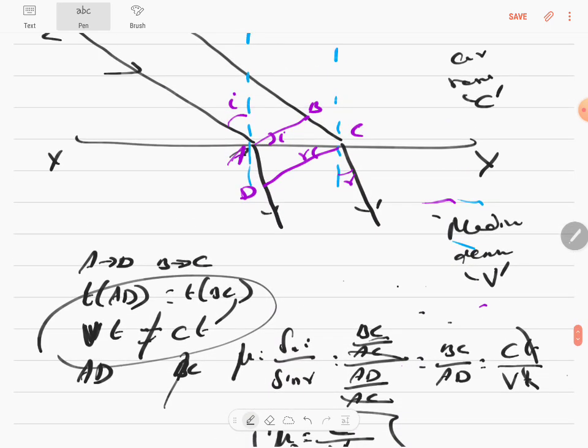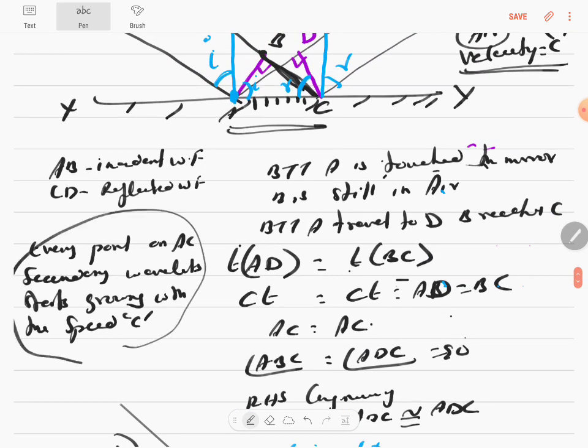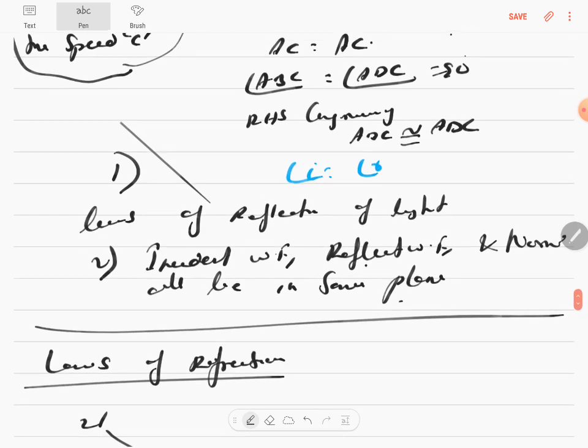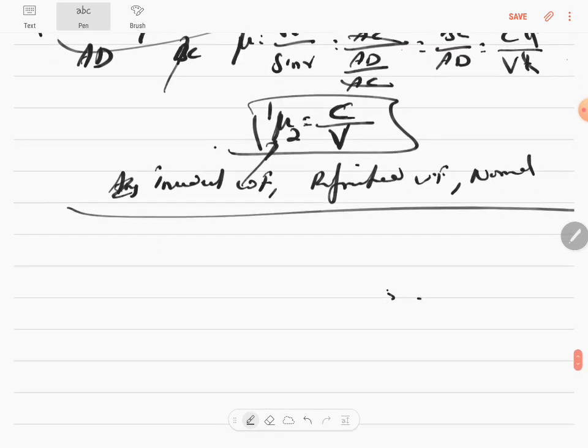And here again you can say every point on AC acts as a source of secondary disturbance, just like secondary wavelets, but they start growing inside the medium with the speed v. It's not the same speed, it's a different speed. So this is how we explain the laws of refraction using Huygens principle.